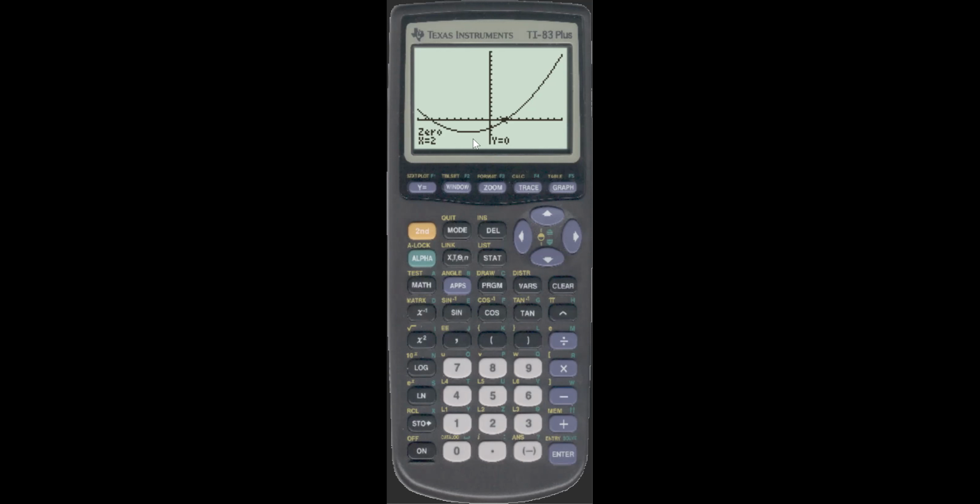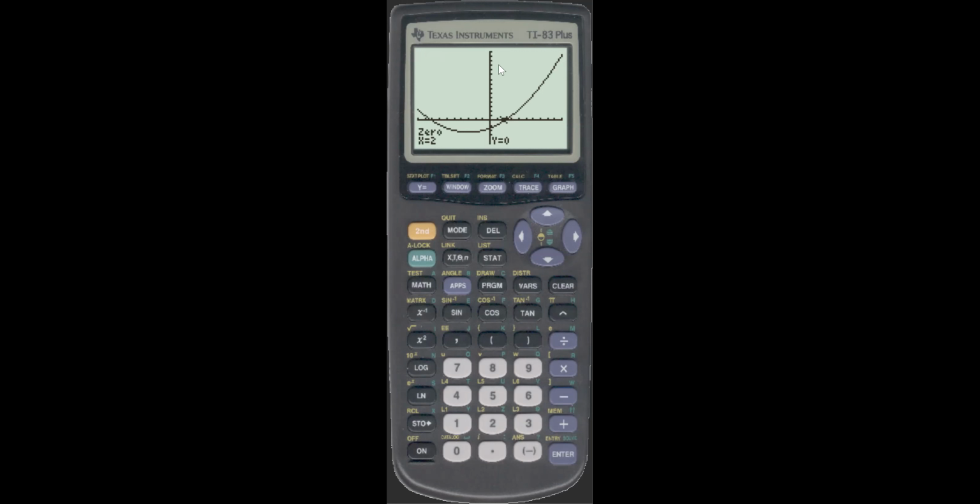Were you able to get that as well? How did you find the 0? Okay, so you go back to second calc 0, and it asks you to choose a left bound. So you choose something left of the 0. In this case, left of the 0 is below. So you just hit enter, you pick a point somewhere left of it, and then it asks for the right bound, and you go up somewhere there and hit enter again. And then it says guess, and you hit enter again. And you get that. Okay.